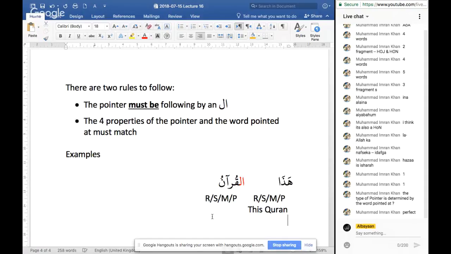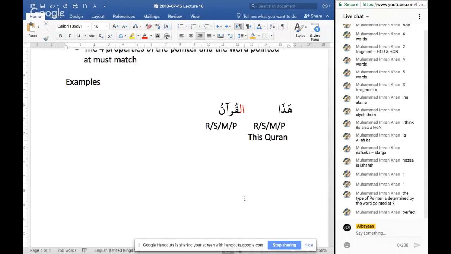Let's look at another example. So let's say hazihi al-hayati. Not just hazihi, say fi hazihi al-hayati ad-dunya, let me just make it full. Ad-dunya.